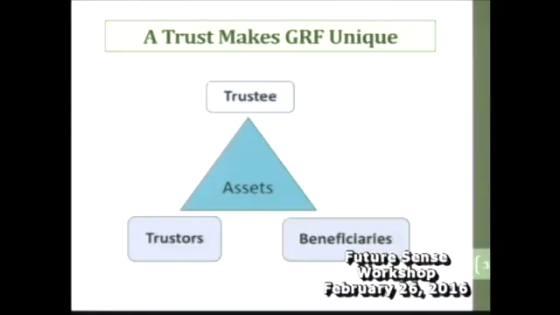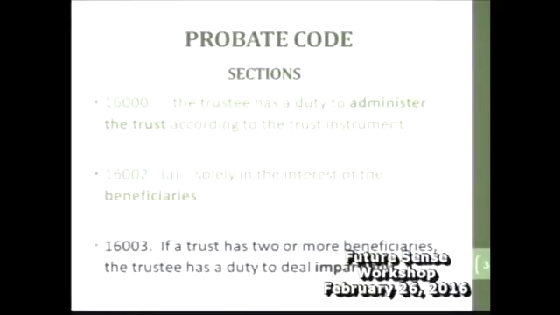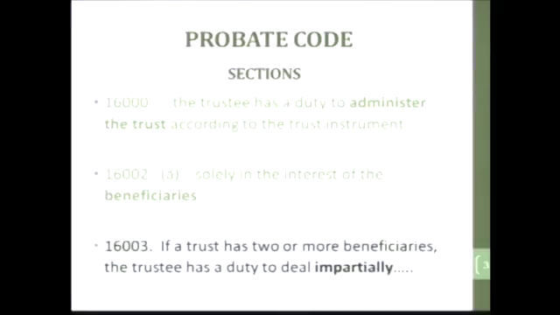There's a trustee and assets, and then you have the trustors and the beneficiaries. And the beneficiaries are United, Third, and Towers. So here's where it gets very legalese. So what is the role? The trustee has the duty to administer the trust. GRF's job is to administer the trust according to the trust agreement, the instrument. It is solely to the interest of beneficiaries. That is their role. And if the trust has two or more beneficiaries, it has the duty to deal impartially.